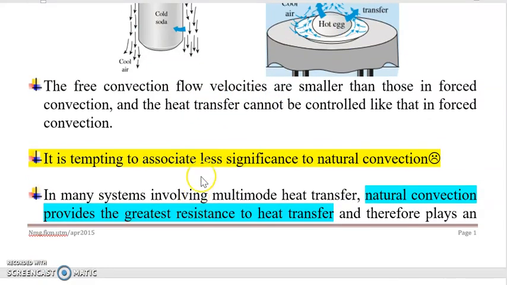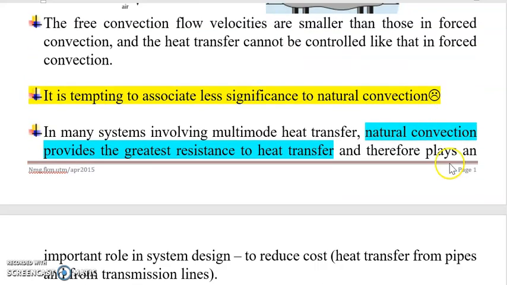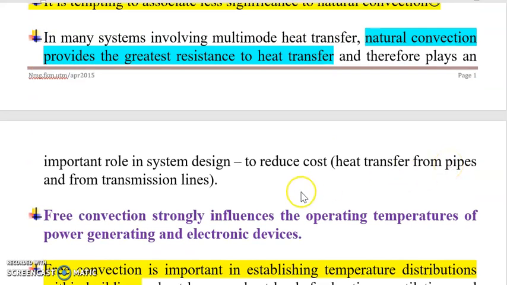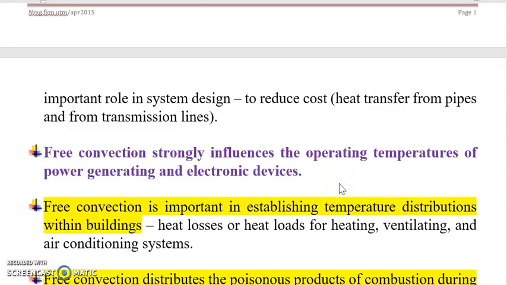It is tempting to associate less significance to natural convection, but in many systems involving multi-mode heat transfer, natural convection provides the greatest resistance to heat transfer and therefore plays a significant role in system design to reduce costs. You have to consider it, especially in heat transfer from pipes and from transmission lines.